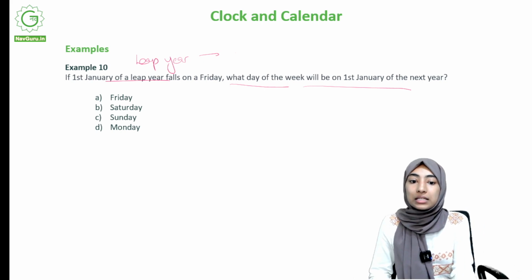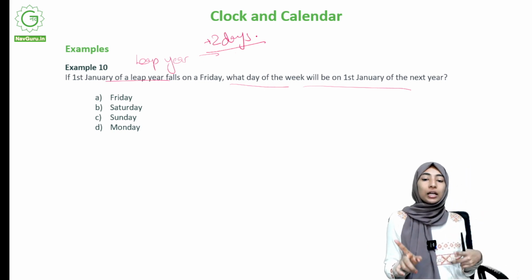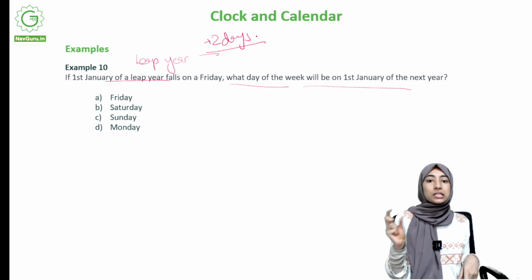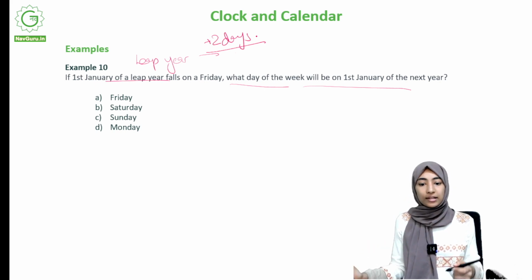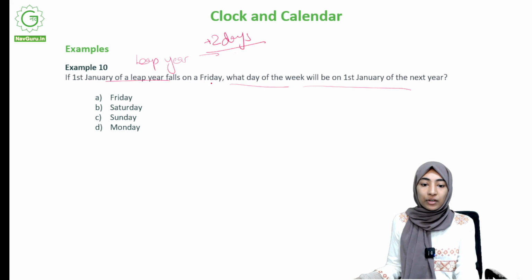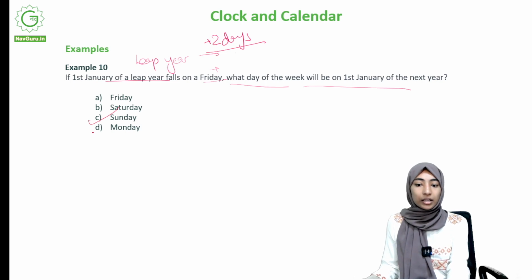Right. So the answer is plus 2 days, like I discussed with you guys just some time ago. For an ordinary year, you add plus 1 day. Since in a leap year you have 1 day extra, you need to add plus 2 days. So if 1st January falls on a Friday, the 1st January of the next year will be Friday plus 2 days, which is Saturday, Sunday. So Sunday is the answer.